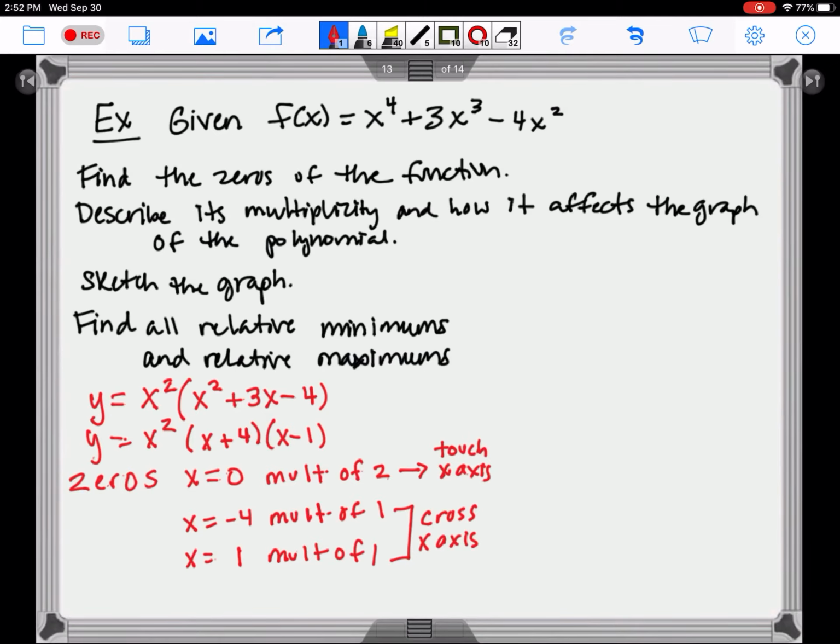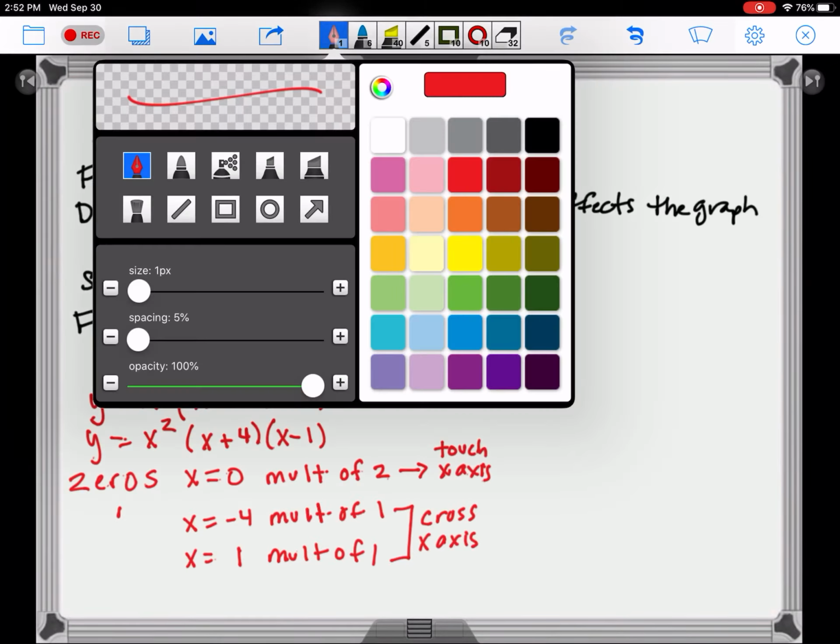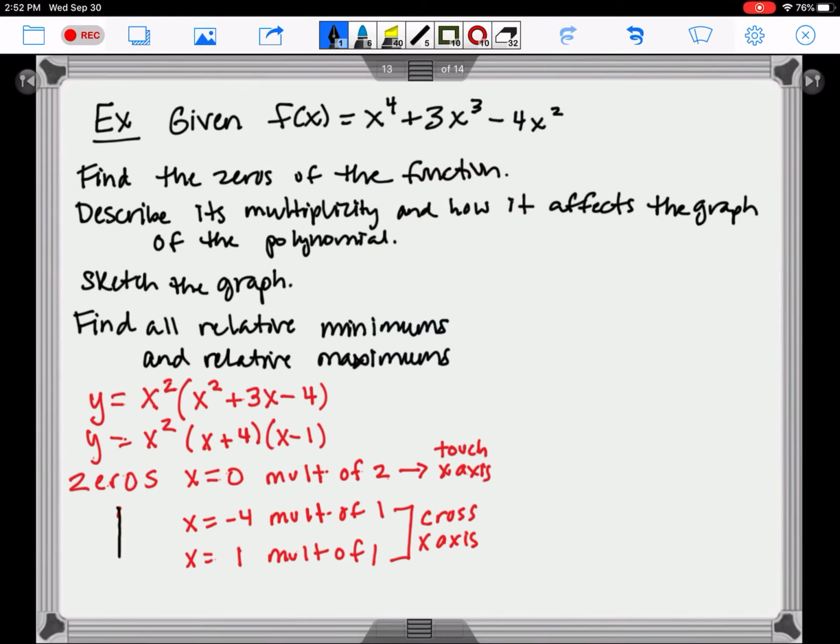So if I do a little sketch here, let me pick a different color. If I do a little sketch here, and I have a zero at 0, negative 4, and 1. Well, it is an even degree. That means it is up and up behavior. Now, at x equals 0, it's going to touch the x-axis. At x equals negative 4, cross, and x equals 1 is going to cross.